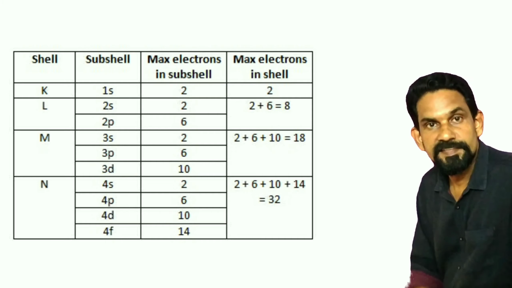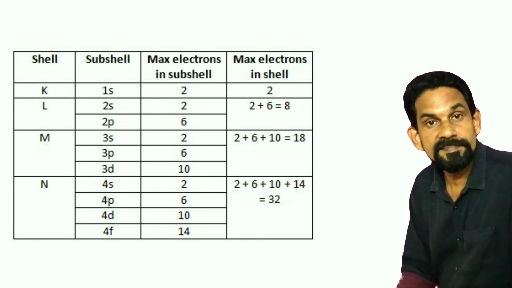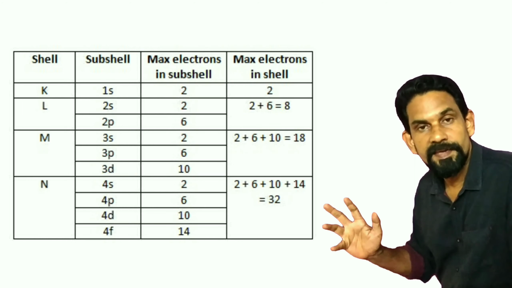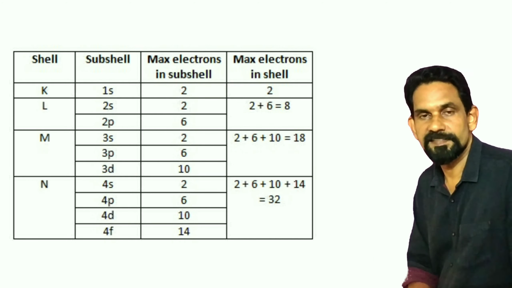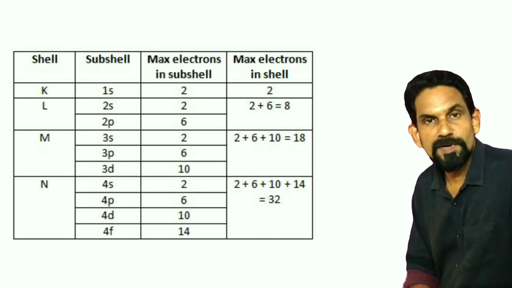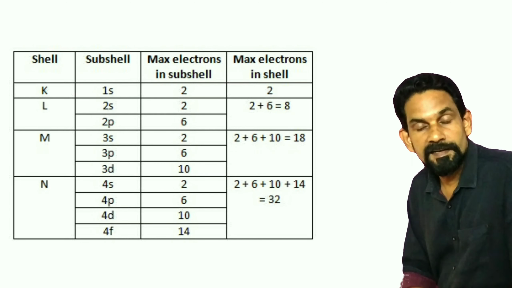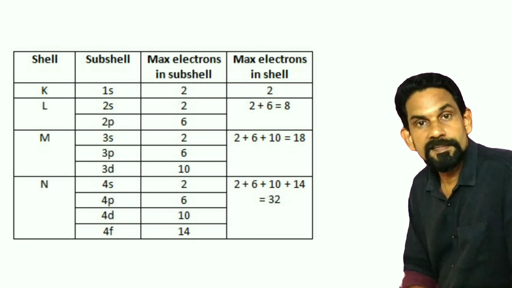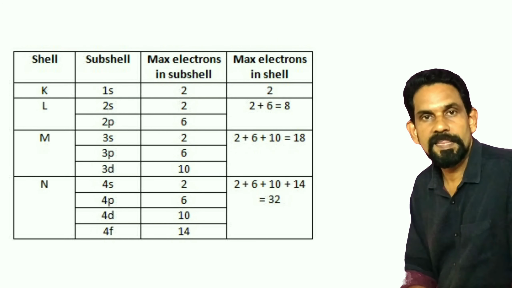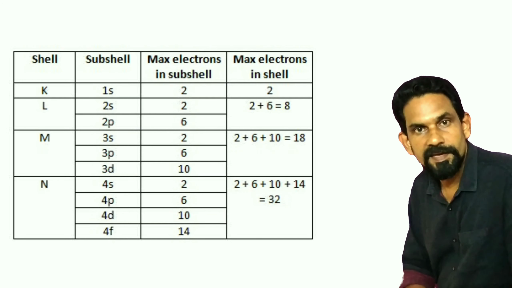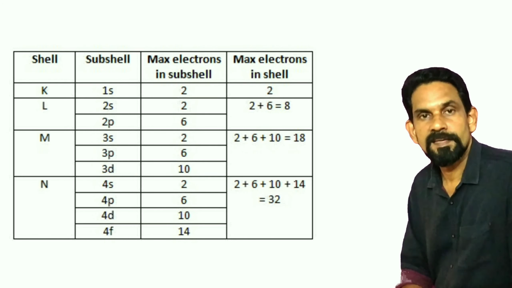The third shell is M shell. It has three subshells, that is S, P and D subshells. The fourth one is N shell, that has four subshells, that is S, P, D and F subshells.